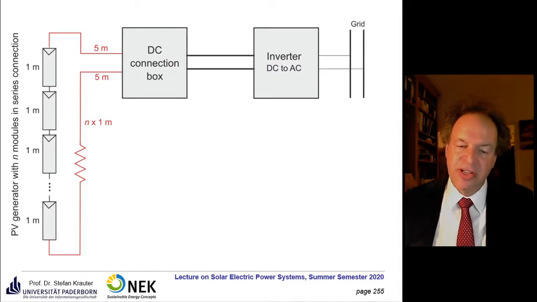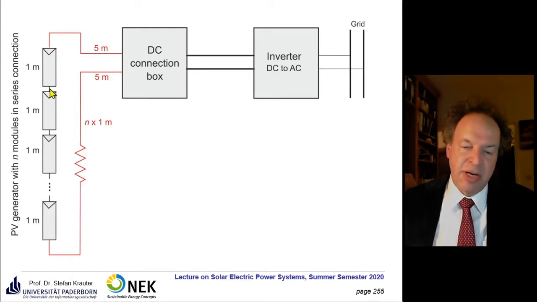So this is our configuration. We have a lot of modules interconnected in series to our string. The number of modules we still have to calculate, so here's the number n. And they are mounted in such a way that the short side is below, and so a short length is below. So if we put them all together, the cable here has to be extended by 1 meter. For example, if we have 20 modules, we have 20 meters here.